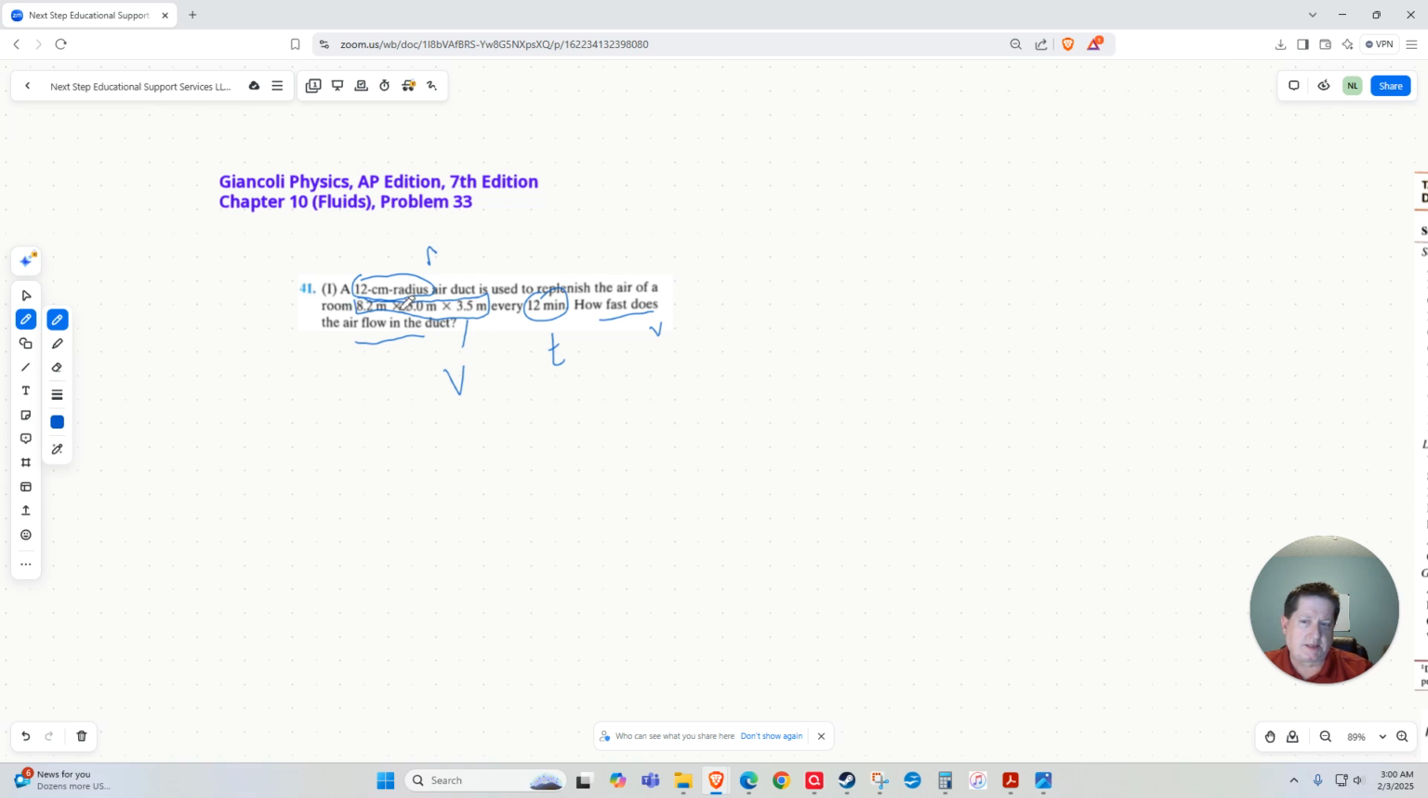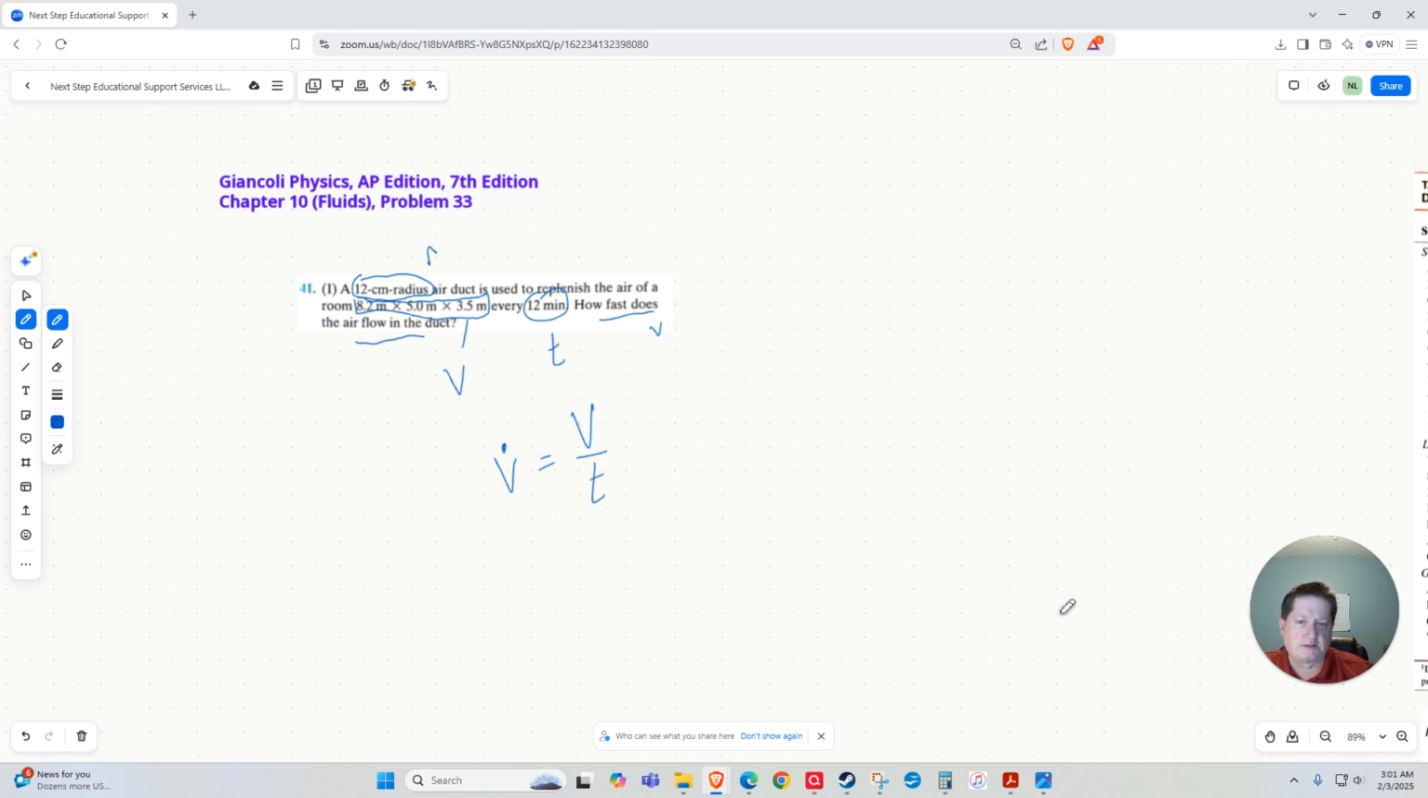If you're going to replace the air of this room every 12 minutes, that's this volume every 12 minutes. That's a volume per time, also known as a volumetric flow rate. Depending on your textbook, they may indicate this as a V dot, the dot indicating rate of change. That's a volumetric flow rate. How much volume per time?